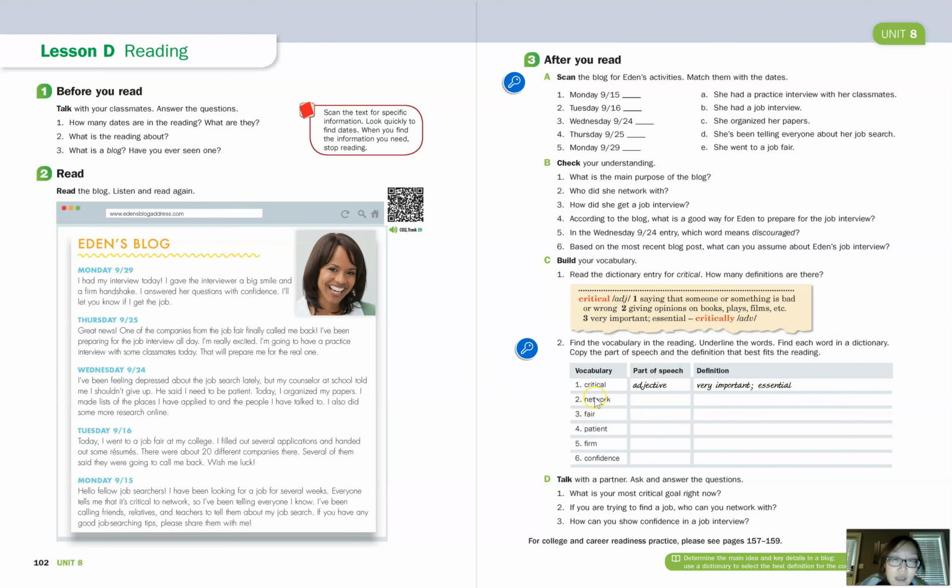So if you look for critical, let's find it here. It says, everyone tells me that it's critical to network. So, of course, in this case, the part of speech is adjective and the definition is number 3, very important or essential. Okay. Now, I want you to do numbers 2 through 6 and pause the video and continue when you're finished.